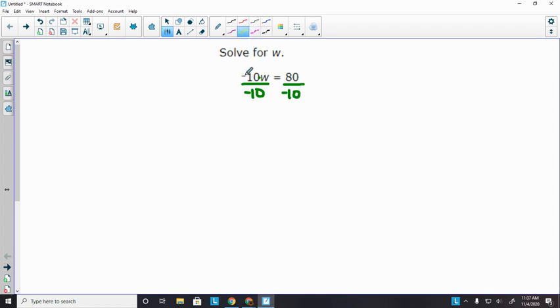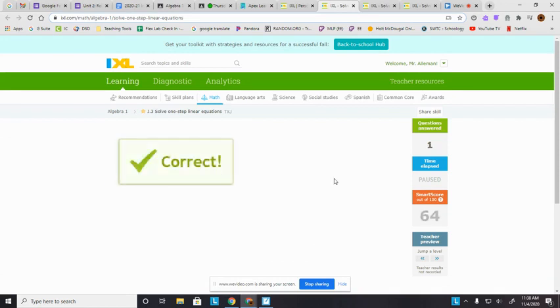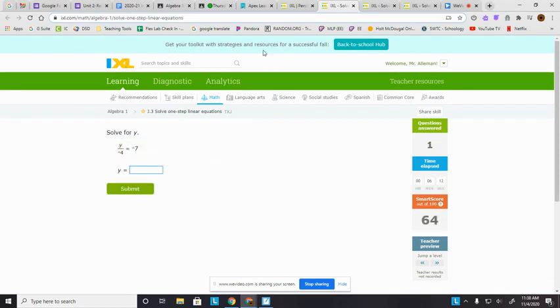All right, now negative 10 divided by negative 10 is 1. 1w is just w, so we say that cancels. Then that's w equals whatever 80 divided by negative 10 is, which is negative 8. So that's how I would show my work. Let's check if this is correct. Negative 8. Submit. Awesome, I just gained 4 points.